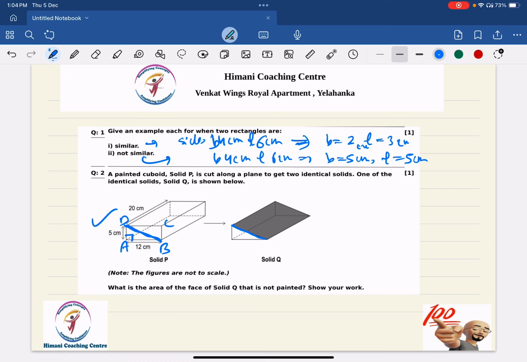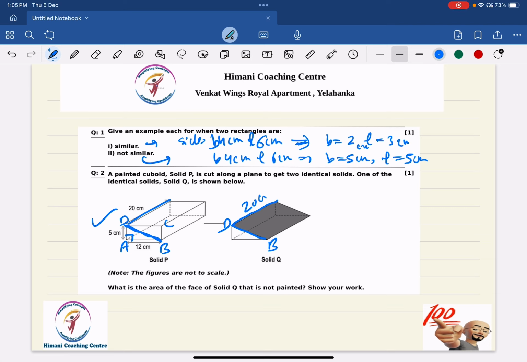So if you use Pythagoras theorem, we have to find the area of the not painted part. So this much is 20, we know, because this is 20. Now we have to find this BD. So let us find that. Once we get that, it's a rectangular shape. BD into 20 would be our answer.